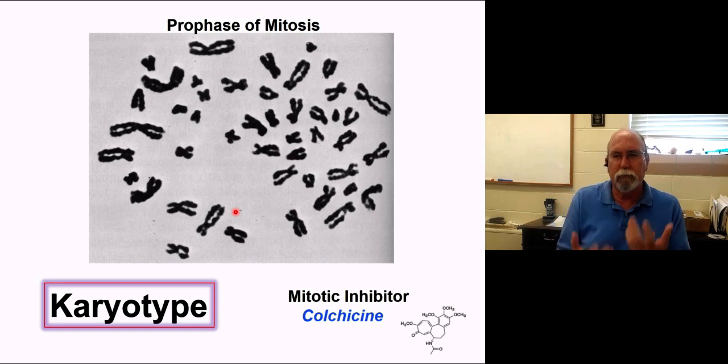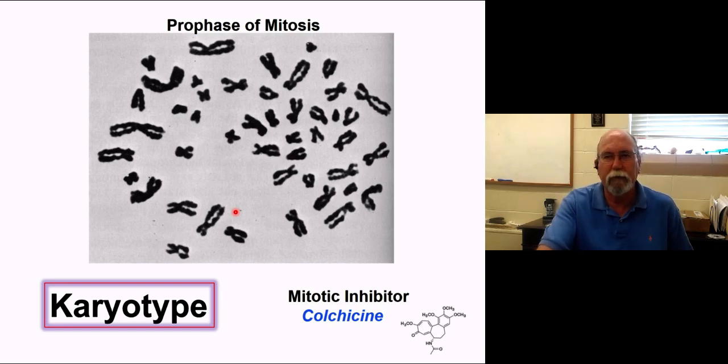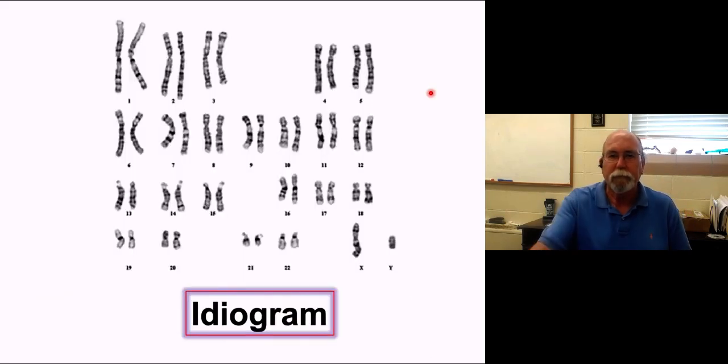So if you apply colchicine to a cell culture or to tissue, and you have cells that are going through the process of replication and then to mitosis, they'll arrest in late prophase, and you can take a picture of them like we did here. Once you have that picture, then you have to put the chromosomes together.